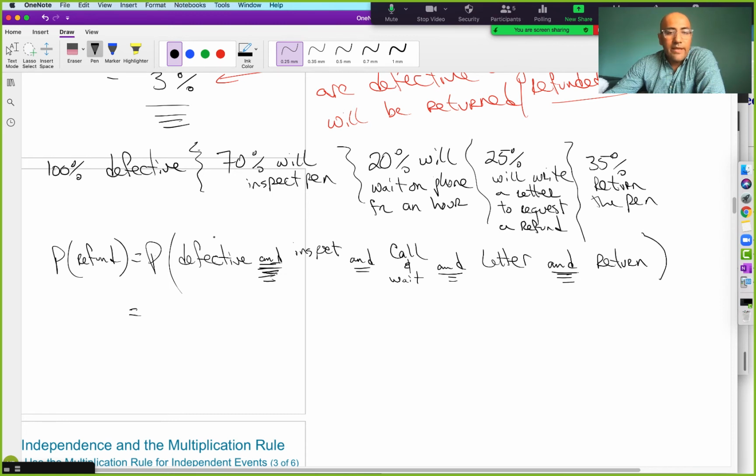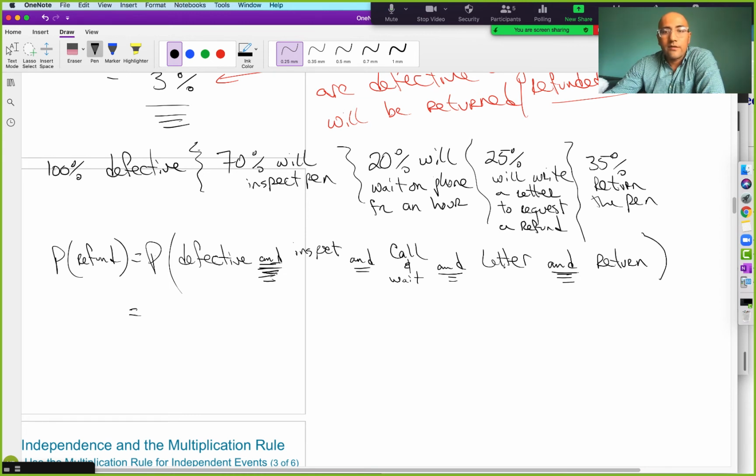The fact that the pen is defective has nothing to do with whether you're someone that's actually going to inspect the pen. And whether you inspect the pen or not has nothing to do with whether you're someone that's willing to sit on the phone for an hour till somebody answers it. And it has nothing to do with whether you're someone that will actually write a letter, print it out, put it in an envelope, put a stamp on it, mail it to wherever they tell you to mail it to. Just a simple letter that says, please refund me my money. This pen didn't work, didn't live up to the expectations.